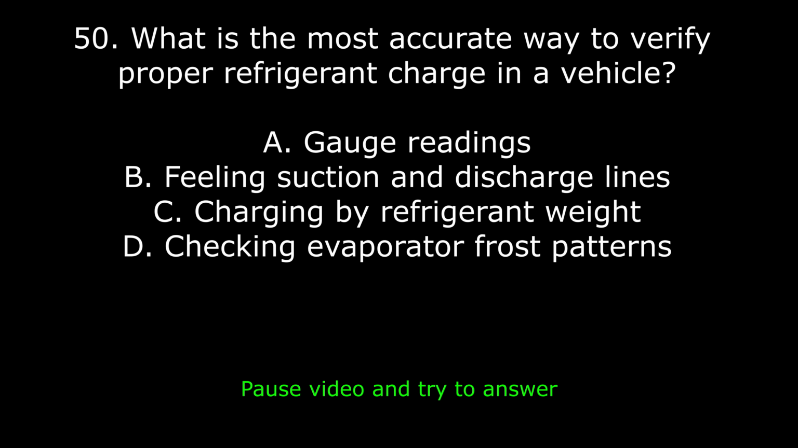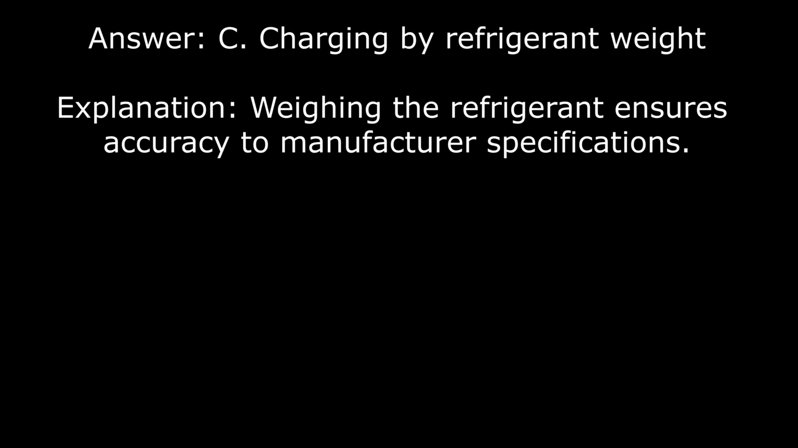50. What is the most accurate way to verify proper refrigerant charge in a vehicle? A. Gauge readings. B. Feeling suction and discharge lines. C. Charging by refrigerant weight. D. Checking evaporator frost patterns. Answer: C. Charging by refrigerant weight. Explanation: weighing the refrigerant ensures accuracy to manufacturer specifications.